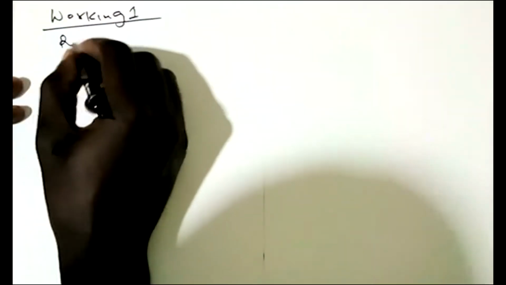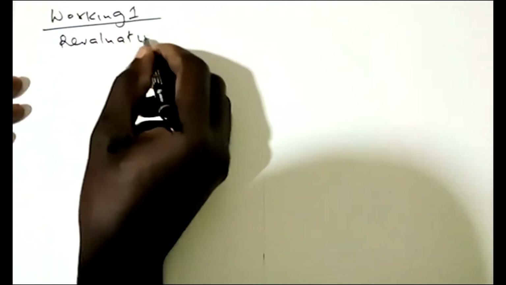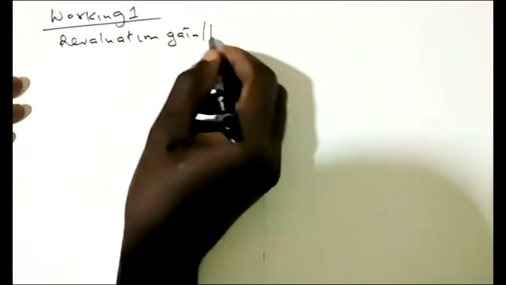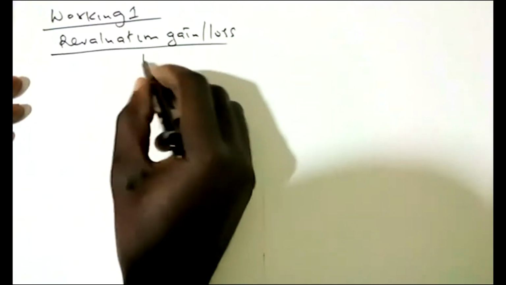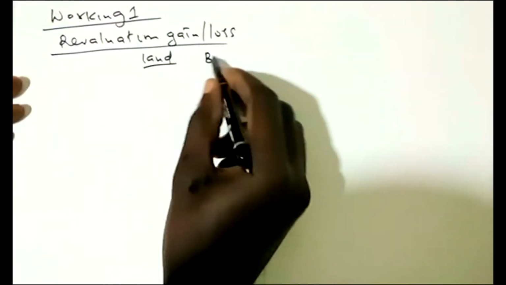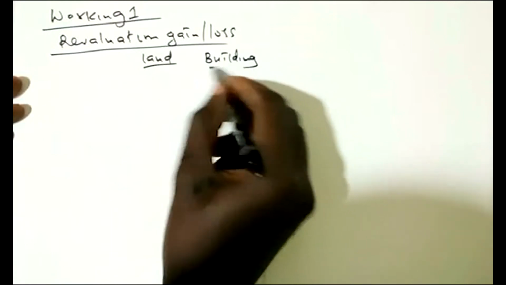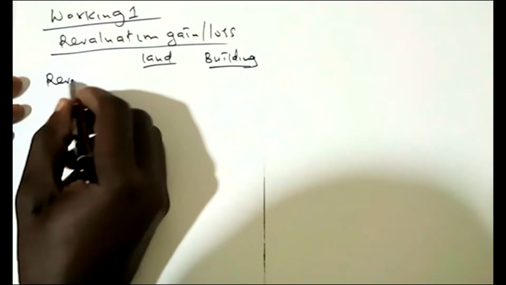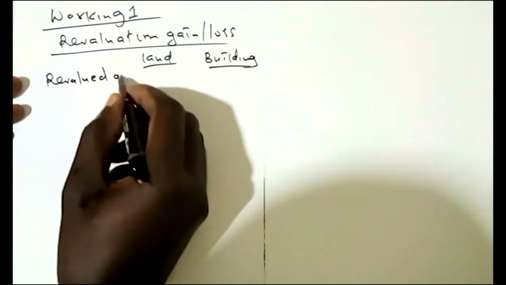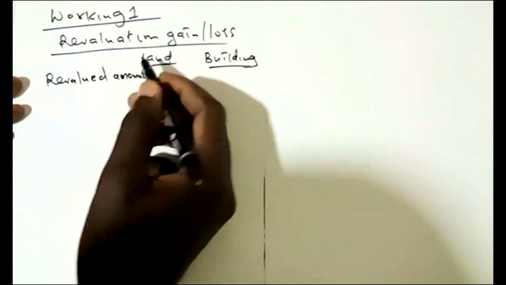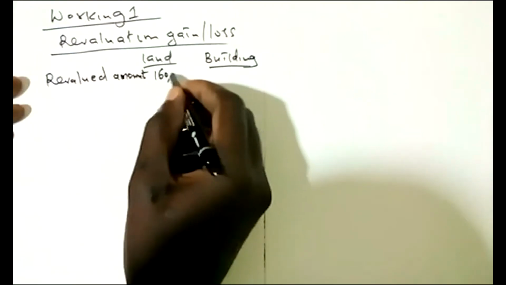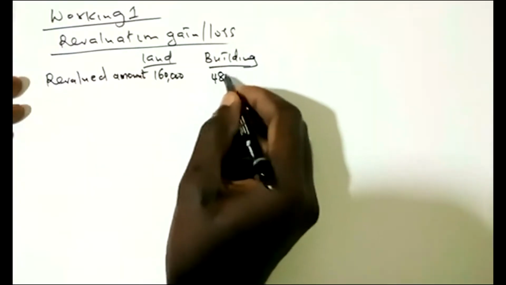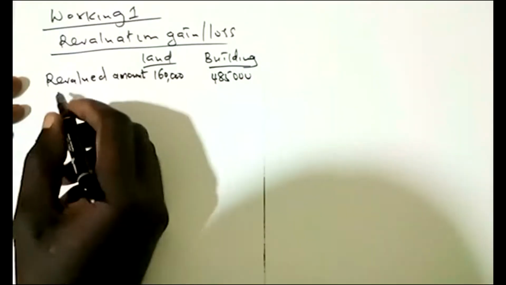So my working number one is all about the determination of revaluation gain or loss. Remember here we have the land and we have the building. What you do here, you talk about the revalued amount. The revalued amount was 160,000 for the land, and 485,000 for the building, as per note 1.